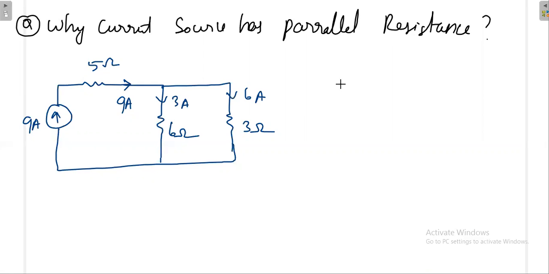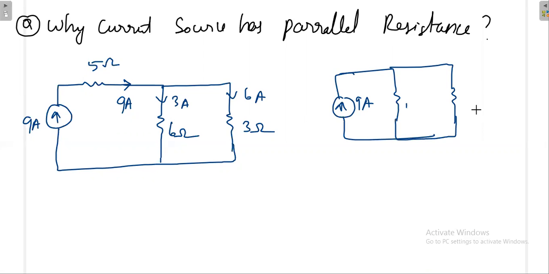Now I will remove this series resistance. Then I put the circuit like this, 9 ampere. If this is 6 ohm, this is 3 ohm. Now here 9 ampere. Then also I am getting the same performance.